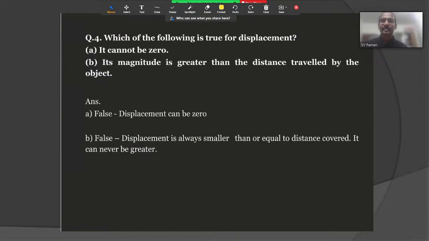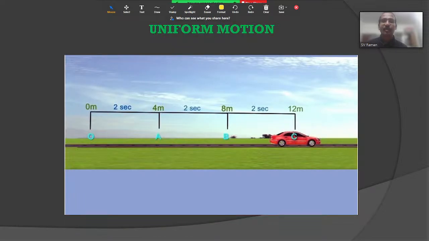Next. As you know, displacement can be 0. Displacement is always smaller than or equal to the distance covered. Next. What is uniform motion? Uniform motion, you can see in this picture, at point O 0 meters, point A 4 meters, point B again next 4 meters, point C again next 4 meters. So each and every 4 meters of the distance we found out.